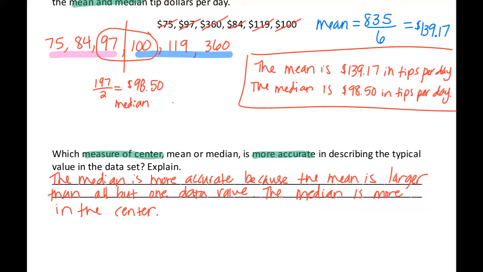So we would want to use the median because it's in the center of the data. As a measure of center, the median ends up being in the middle, versus the mean, which is not in the center. It ends up being pulled towards the right.